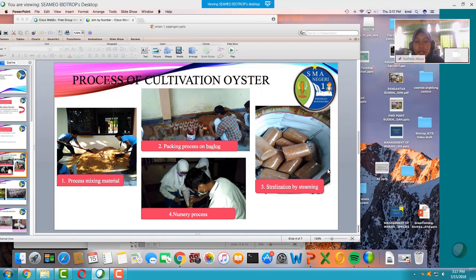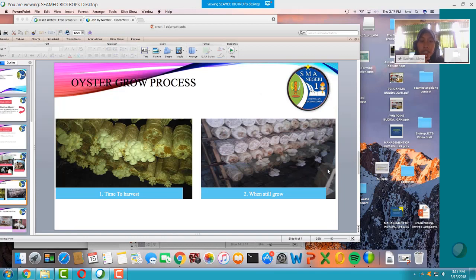And then the third is sterilization by steaming. Steaming needs about 8 hours. And then the fourth is the nursery process. In the nursery process we inject some bacteria to make the cultivation of oyster. And the next, these pictures tell us when the oyster is still growing and then the time to harvest.